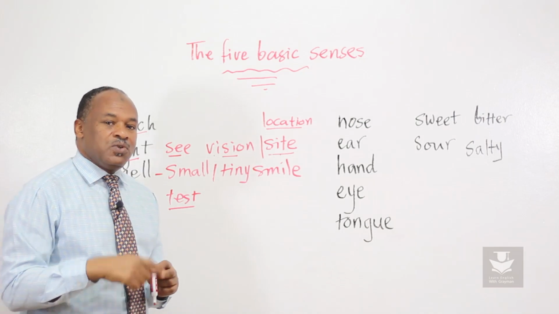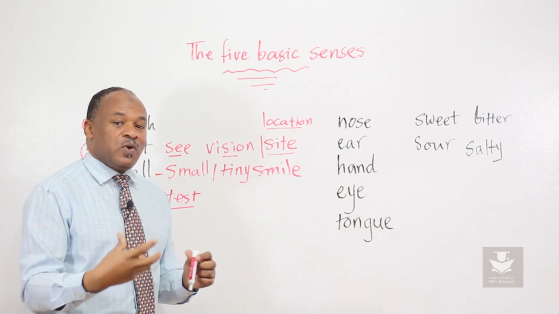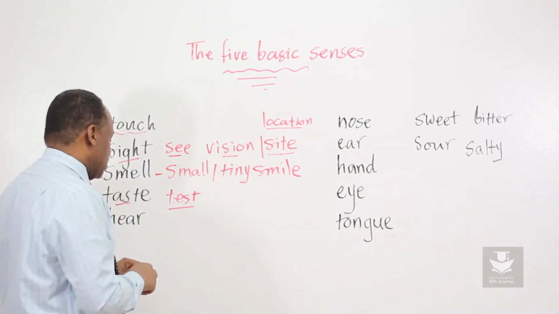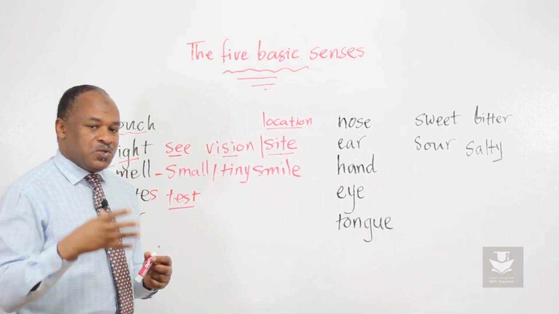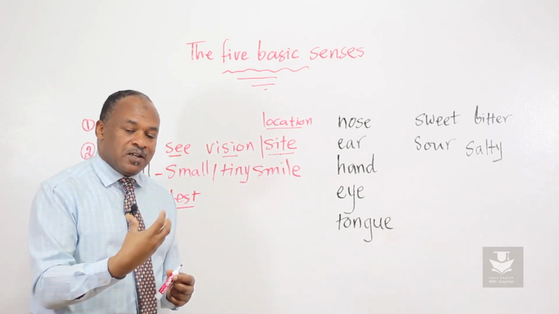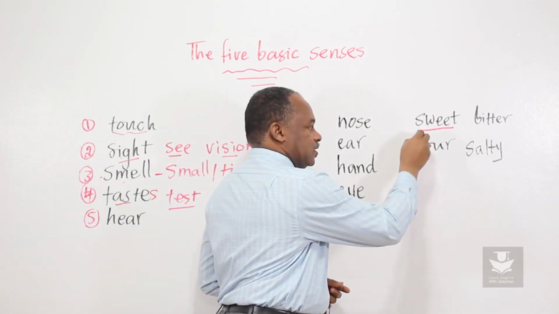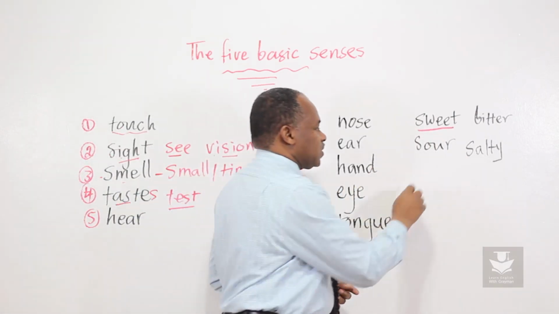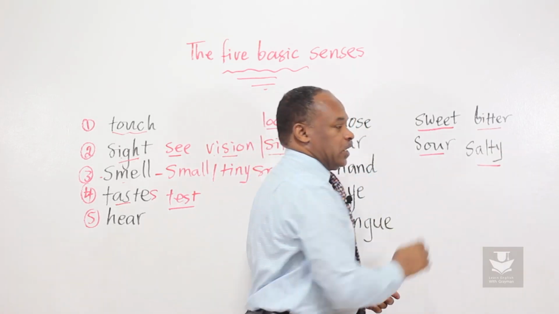To taste something, you would use your tongue. So then you would differentiate between the different tastes, more than one taste. To taste something is to try it, to test it, to see if it is sweet, or it is sour, or if it is bitter or salty.